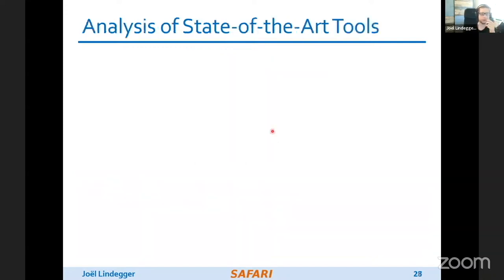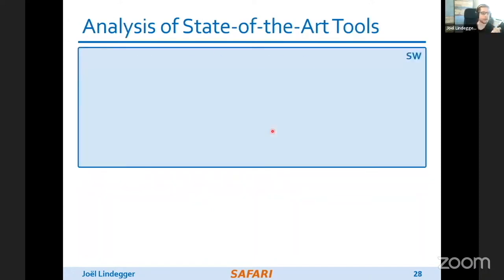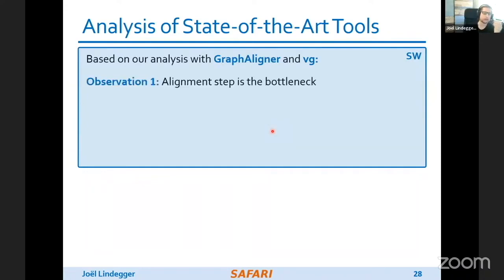First of all, though, when we did our work here, we looked at what already existed out there, of course. And we noticed that there are software tools for this. And in those software tools for sequence to graph mapping, the alignment step is the bottleneck. So the sequence to graph alignment is costly. It's very computationally costly, just like in sequence to sequence alignment.